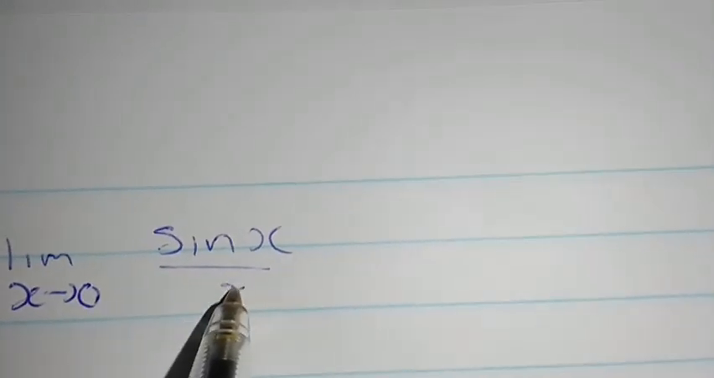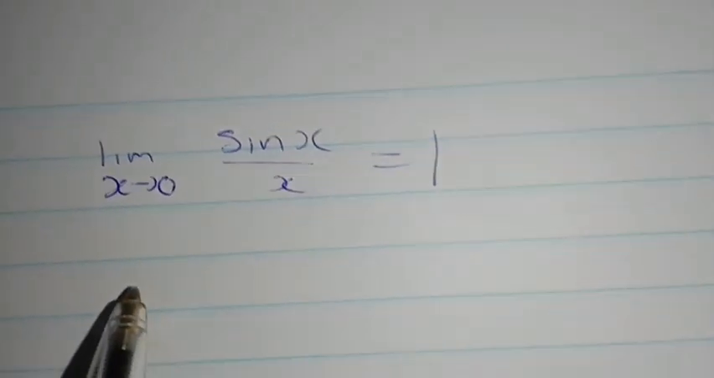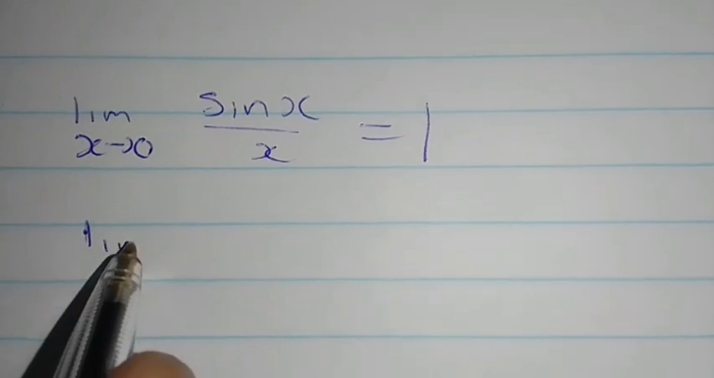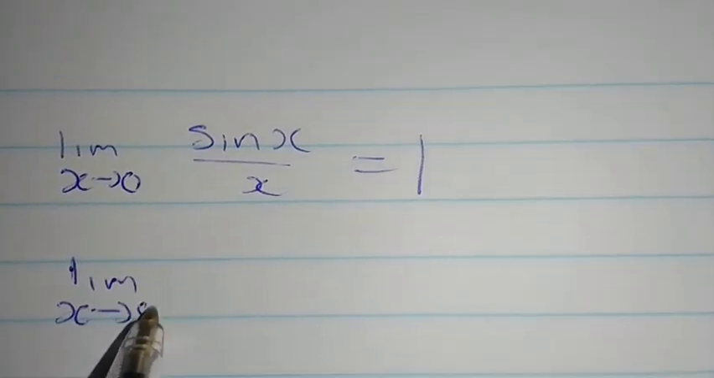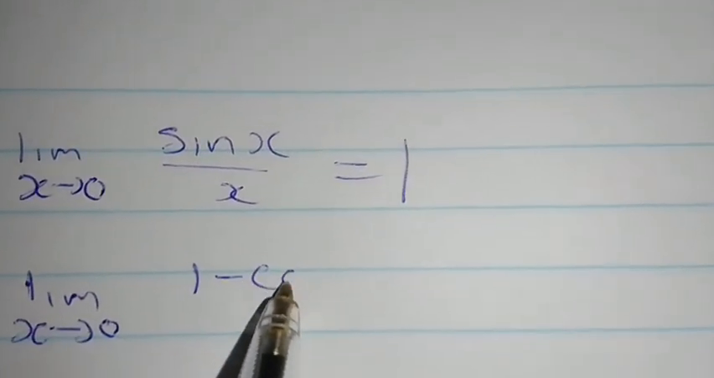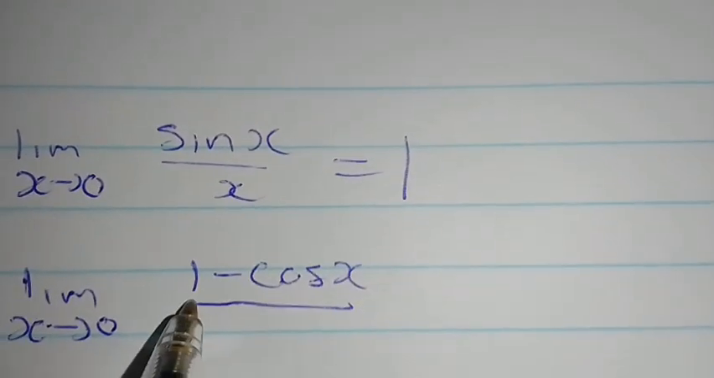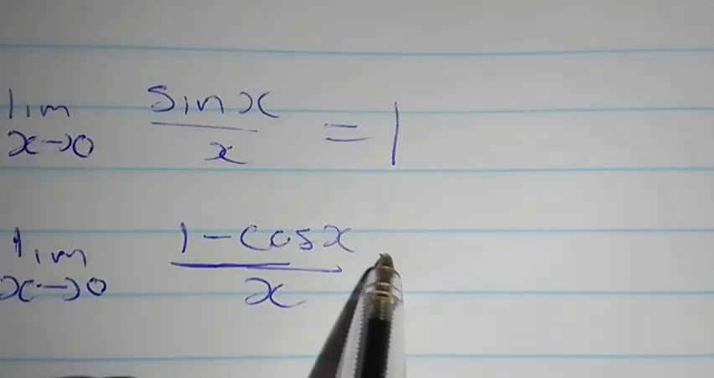Okay, so in this video, I'm just going to continue with limits. What you should familiarize yourself with are the following equations. The limit when x goes to 0 of sine x divided by x equals 1. The limit when x goes to 0 of 1 minus cos x divided by x equals 0.